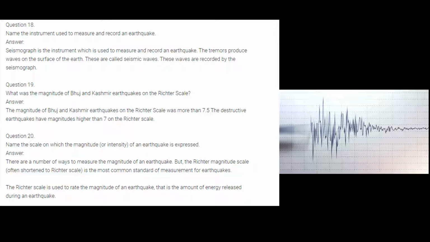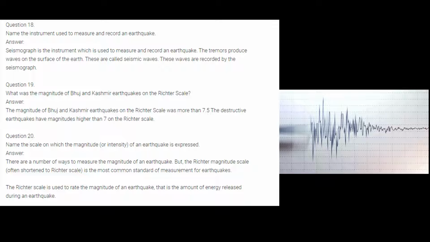Question 19. What was the magnitude of Bhuj and Kashmir earthquakes on the Richter scale? Answer: The magnitude of Bhuj and Kashmir earthquakes on the Richter scale was more than 7.5. The destructive earthquakes have magnitudes higher than 7 on the Richter scale.